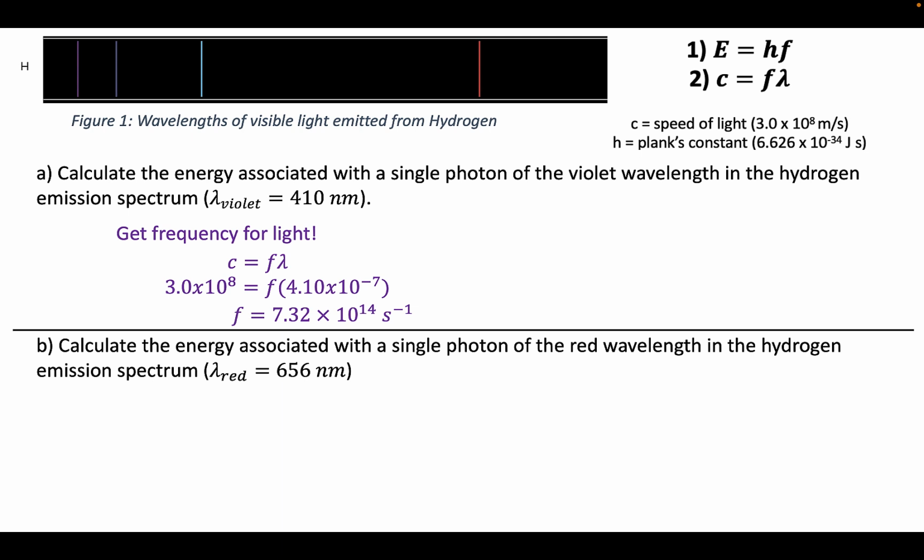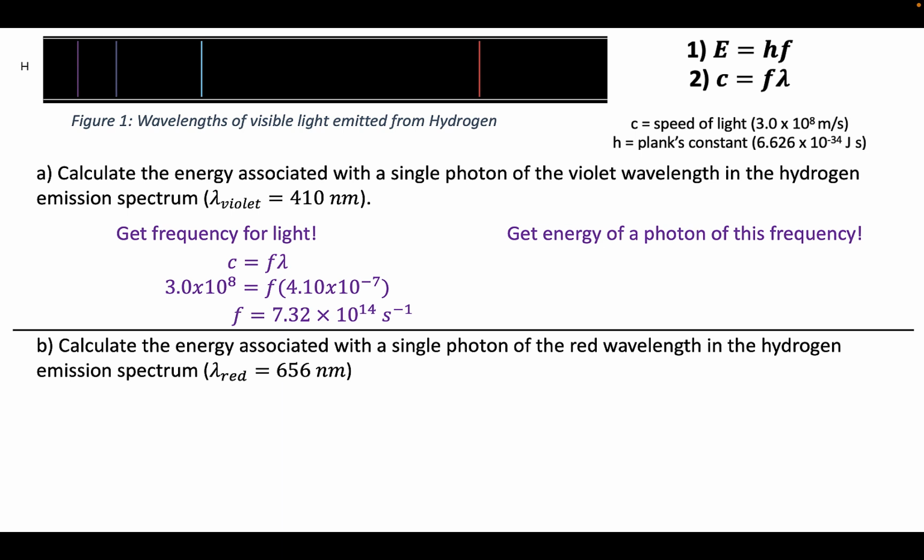Per second. And this is if you were to watch the light come at you, you would see 7.32 times 10 to the 14 crests hit your eye every second. And that makes sense because light is moving really fast and the wavelength is really short. Okay, so we have the frequency for light. What do we do to get the energy? Well, this is where we want to use equation 1.